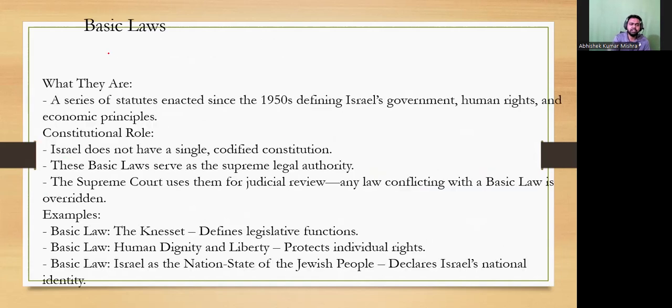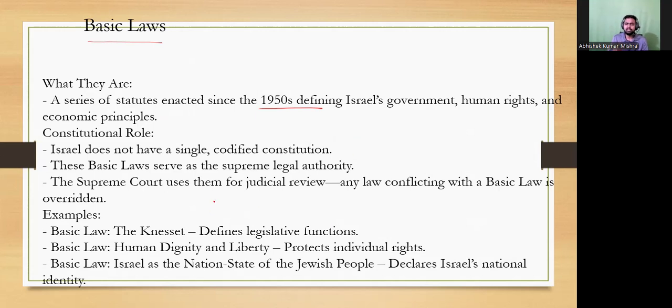Talking about the basic laws, as I told you, in the 1950s the Parliament of Israel, which is called the Knesset, a unicameral parliament. There is just one house, unlike Britain or America. America has two houses, the House of Representatives and the Senate. In Britain also, there is the House of Commons and the House of Lords. But unlike Britain and America, Israel just has a unicameral house, which is called the Knesset, right?